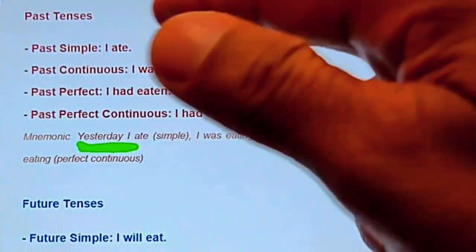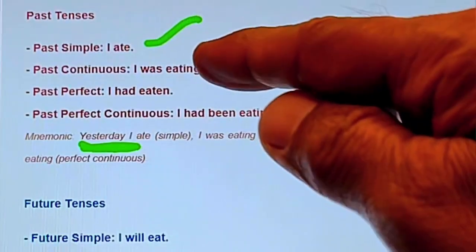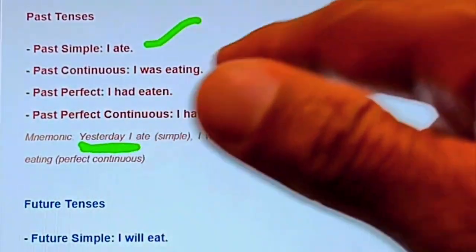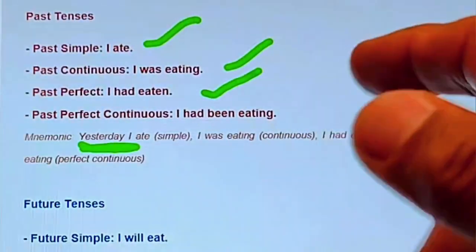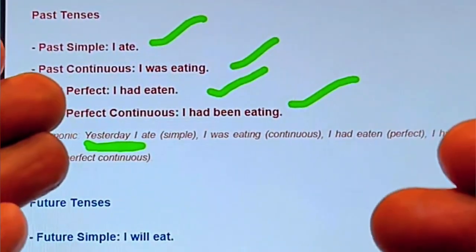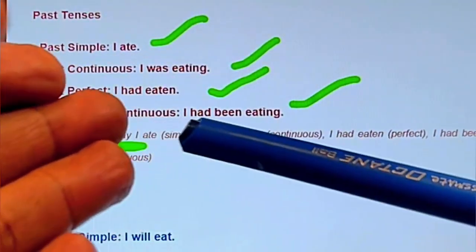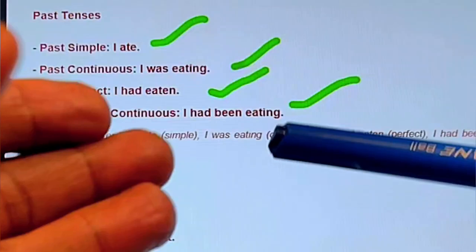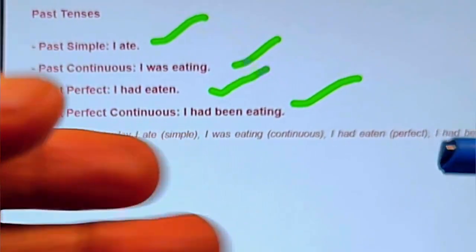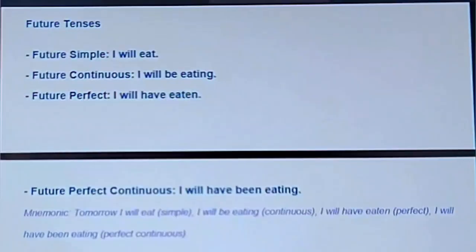Past tense, I ate. This is already past. Past continuous, I was eating. Past perfect, I had eaten. And past perfect continuous, I had been eating. So these are all examples for past tense. And yesterday I ate is simple past. I was eating is continuous. I had eaten is perfect. I had been eating is perfect continuous tense.